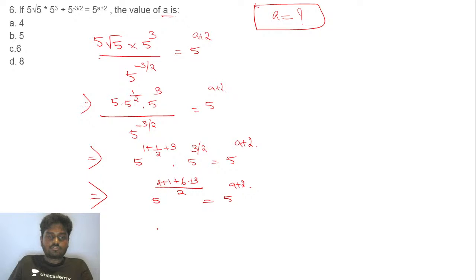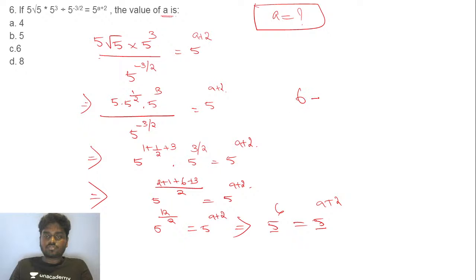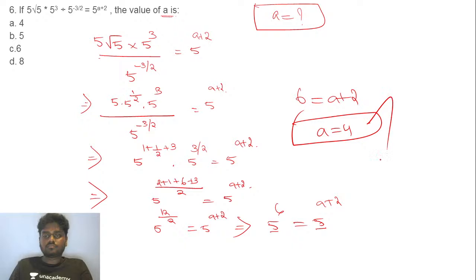9, 10, 12. So 5 power 12 by 2 is equal to 5 power a plus 2. So this one will be 5 power 6 is equal to 5 power a plus 2. And listen carefully. If your left hand side base is equal to the right hand side base, if the bases are same, then simply equate the powers. So 6 is equal to a plus 2 means then a is equal to 4. So the answer for the sixth question is undoubtedly option A. The value of a is 4. Right? Simple.